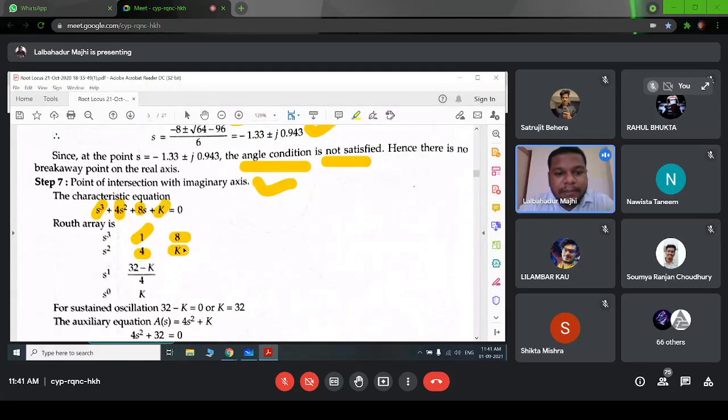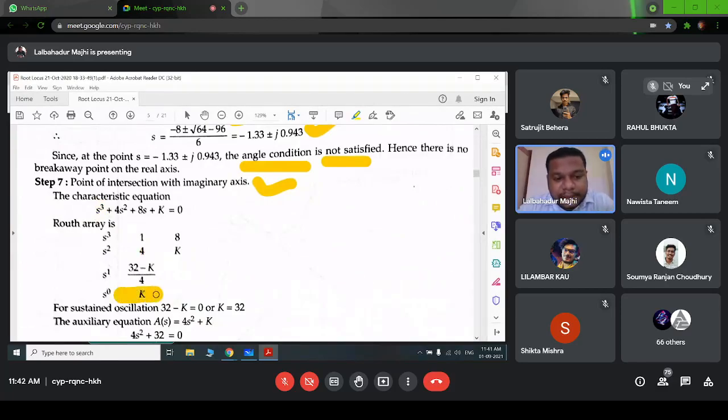By cross multiplying, we get 4 into 8, 32, minus 1 into k, divided by 4. So it will be 0. Similarly, if there is no term below this, it will be k. So we have to make all the elements of a row 0.